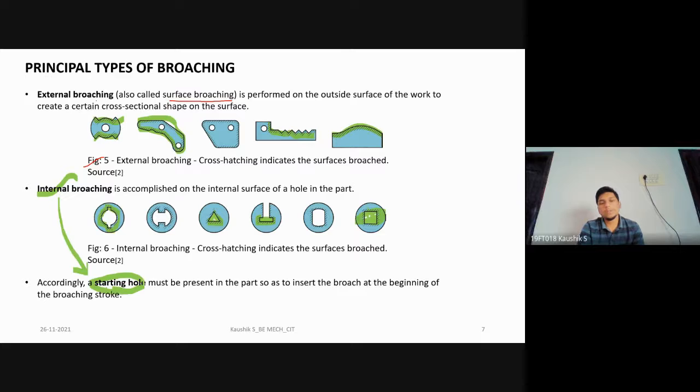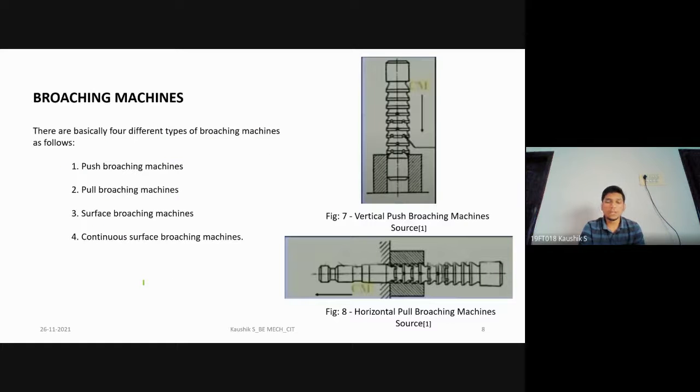That is the one thing we need to note down. And now let me discuss the different types of broaching machines. First is the push broaching machine, then we have the pull broaching machine, then surface broaching, and finally the continuous surface broaching machine. The first one, in figure 7, is the vertical push broaching machine.